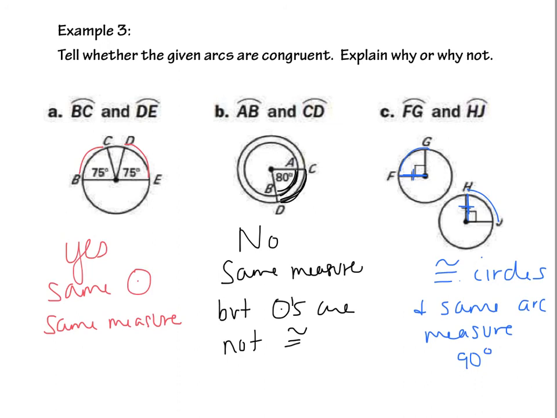Okay, now you should be ready to start your homework for today, and your homework for today would be 10.2. Good luck.